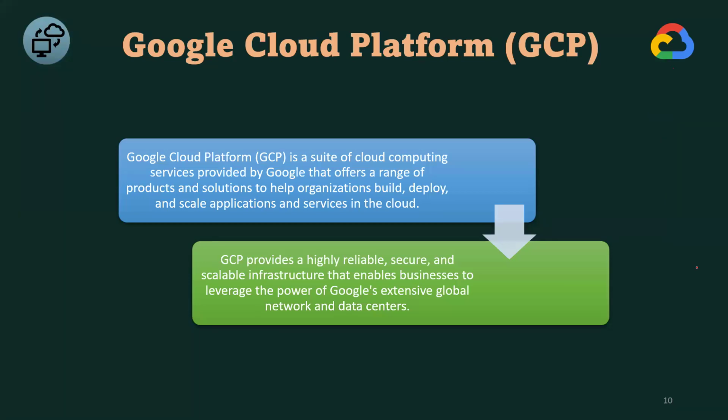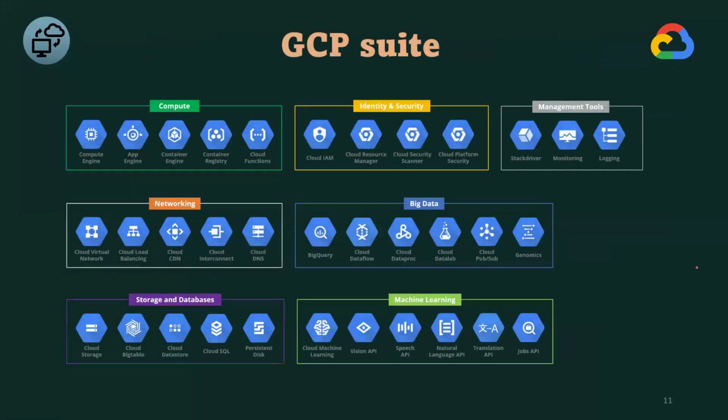Okay, can you tell me what services Google Cloud Platform provides? Google Cloud Platform provides computing services, identity and security services, management tools, networking services, big data services, storage and database services, and machine learning services.